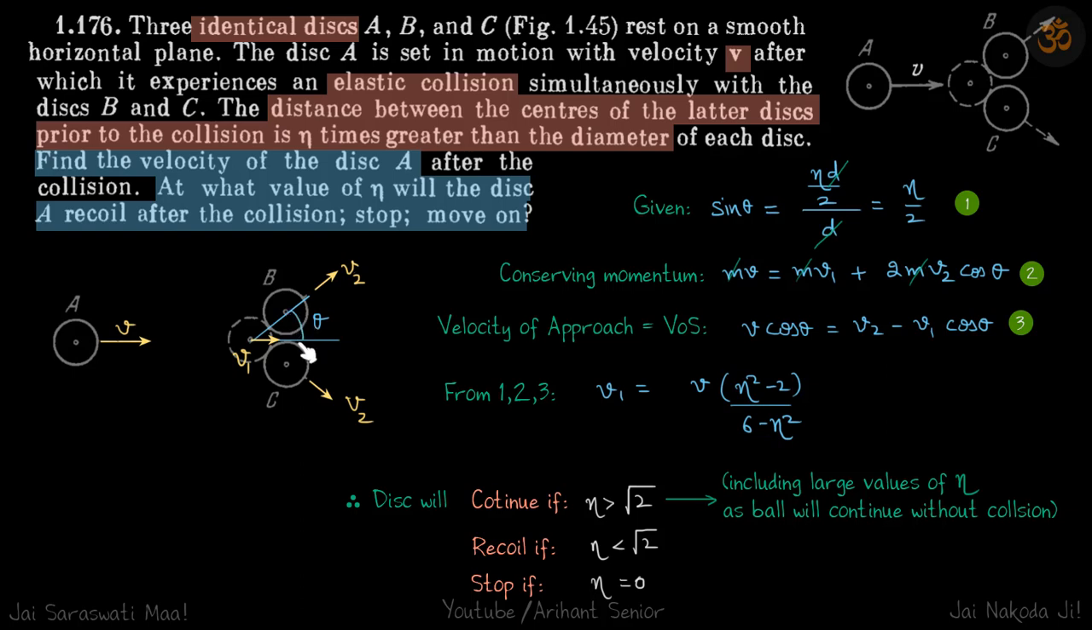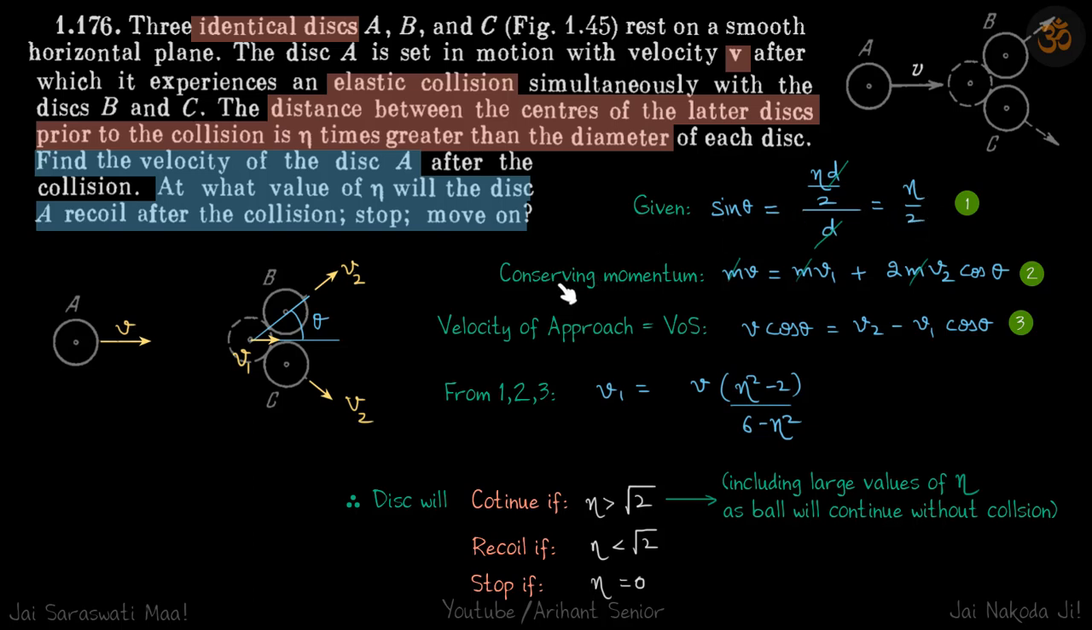So first, let's just find theta by basic geometry. This distance is given as eta times d, and this distance is d. So sine theta is eta d by 2 divided by d, which is eta by 2.